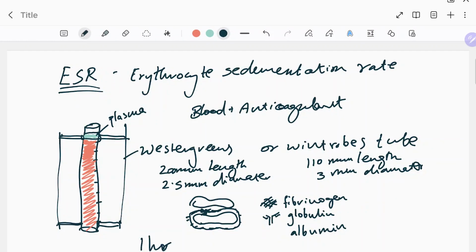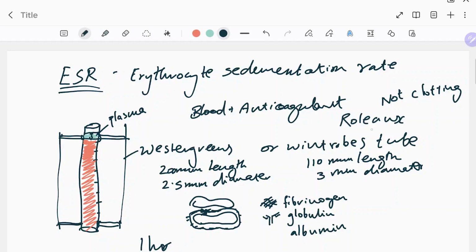So what we do is we will wait for 1 hour, and we will see how much of this level of plasma has formed at the end of 1 hour. How many millimeters have your red cells settled at the bottom? This is not clotting. I'm repeating again. This is not clotting. What is this? This is rouleaux formation.